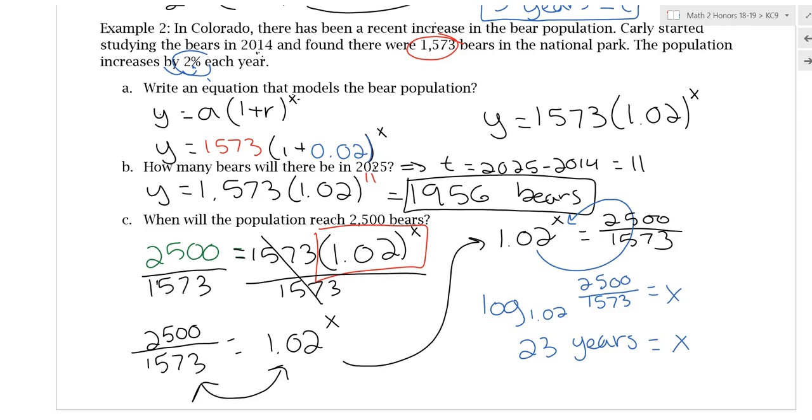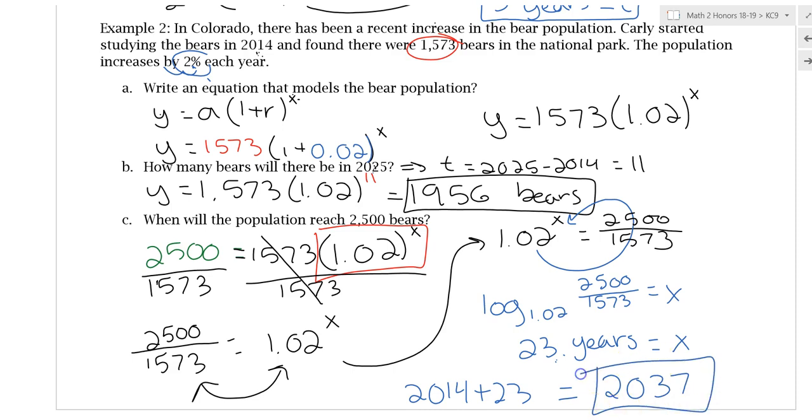Okay. But I want the actual date. Again, this is telling me 23 years after 2014. So 2014 plus 23 is 2037. And so in 2037, there should be 2,500 bears in the park.